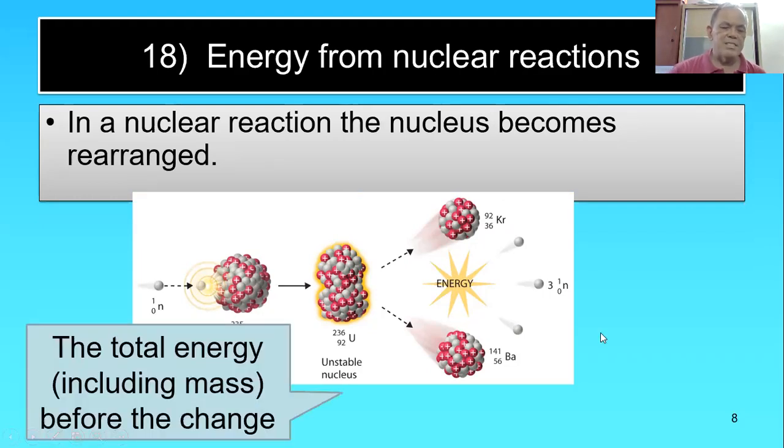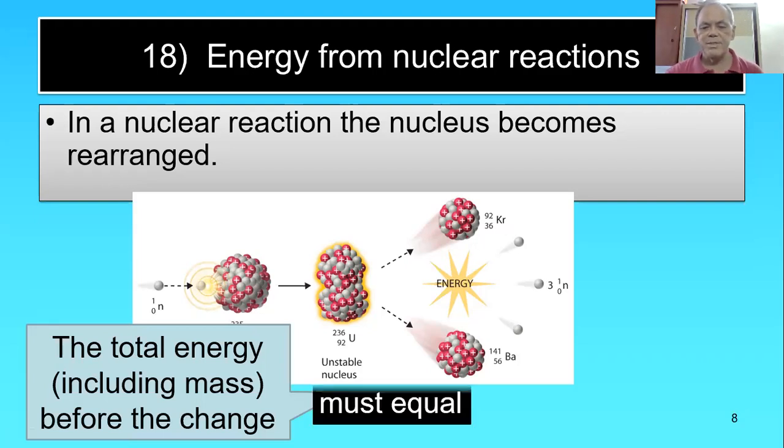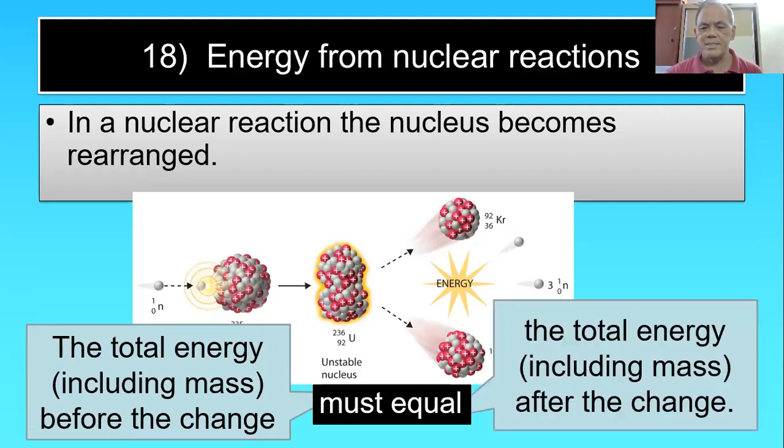So the total mass, right? We look at mass, and total mass before the change must be equal to total mass after. When we say total energy, we must also include the mass. Total energy, including mass, before the change must be equal to total energy, including mass, after the change.